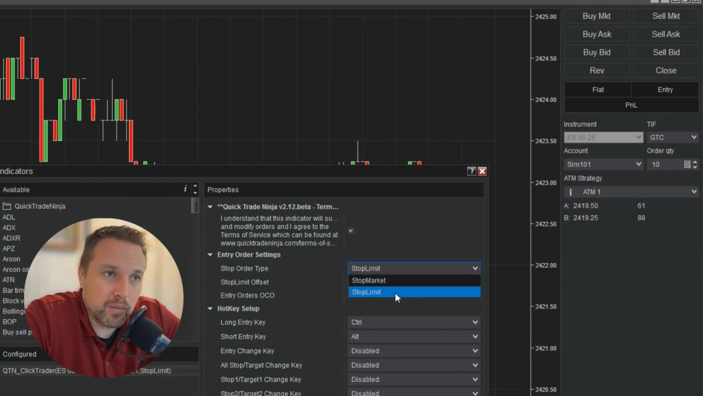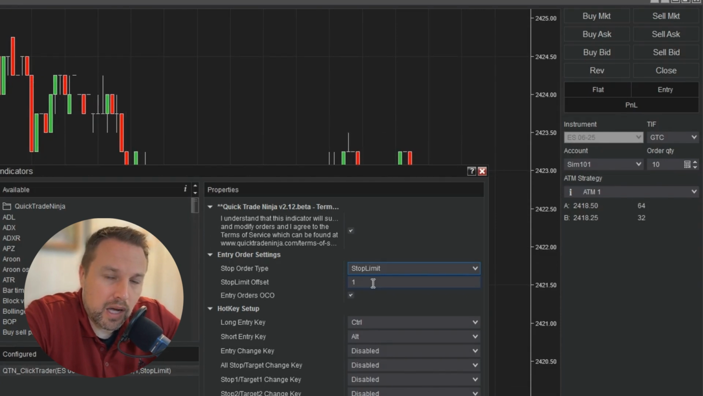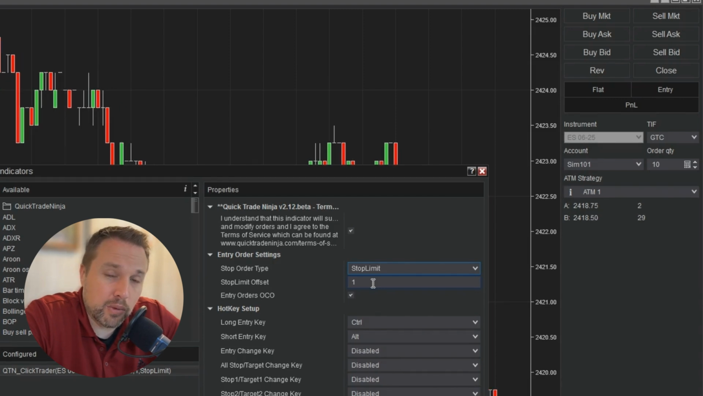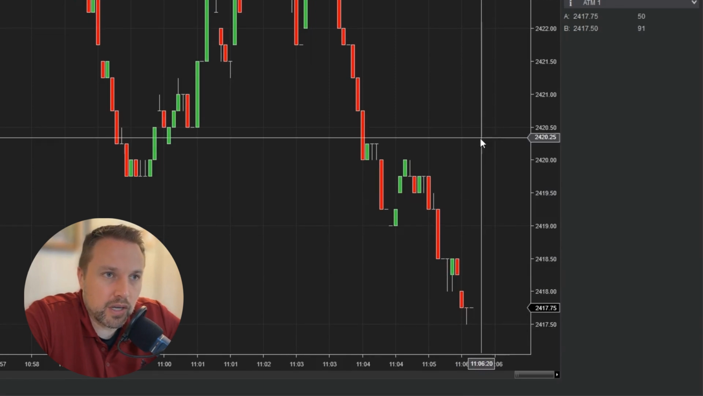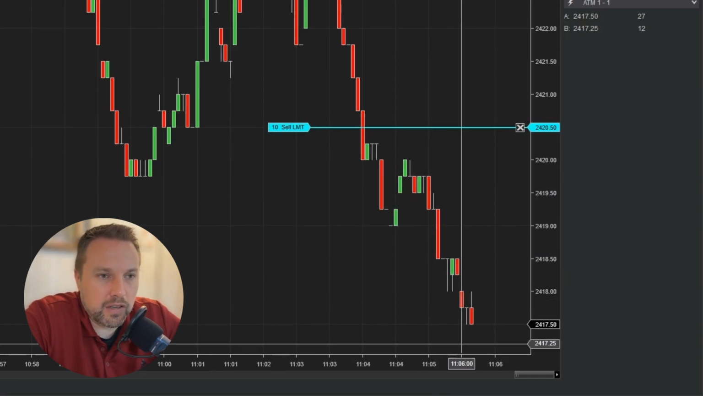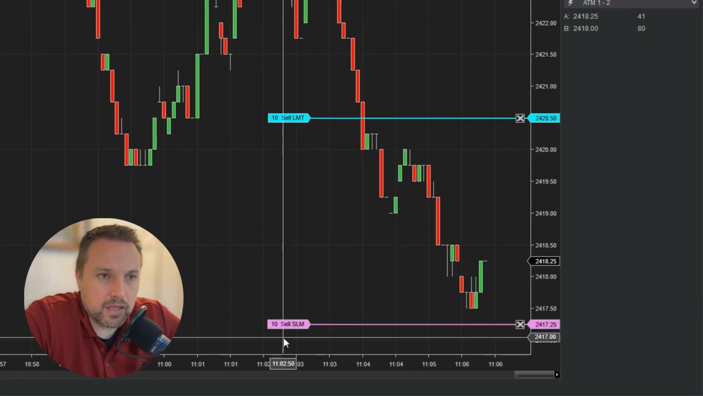If I select stop limit, it offers me the option for the stop limit offset. This is where I define how many ticks different from the stop order I want the limit order to be placed. You can make it 0, you can make it positive or negative. That will be offset from the price where your stop order is placed. So based on the current market price, if I hold down my Alt key, which is short, and I click above the current order price, it understands that should be a limit. If I click below, now it's a stop limit order with my defined ticks of offset.